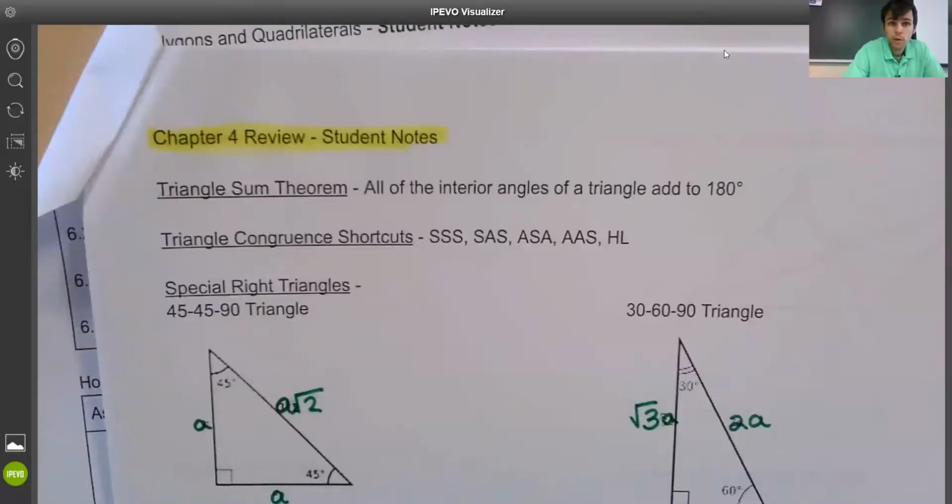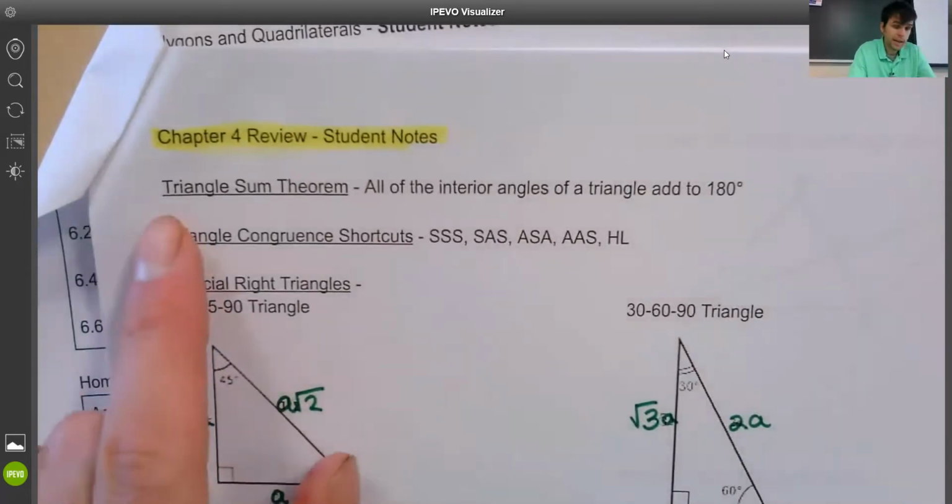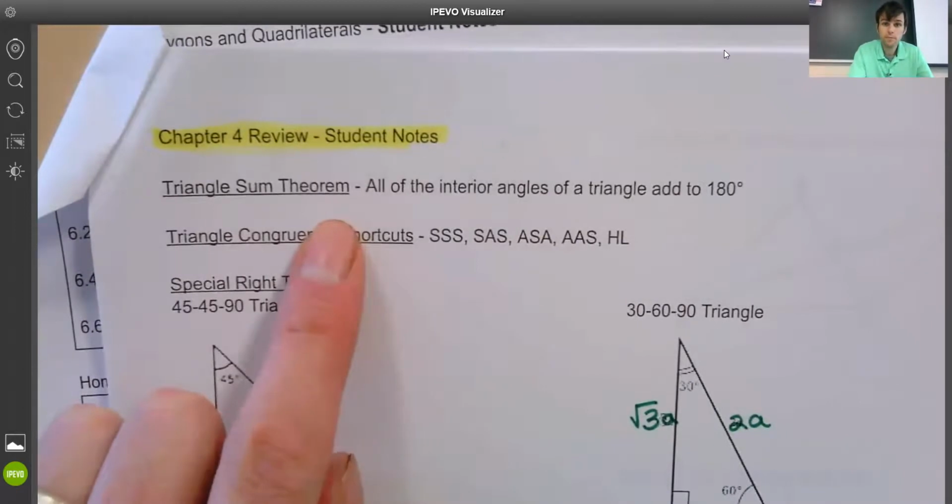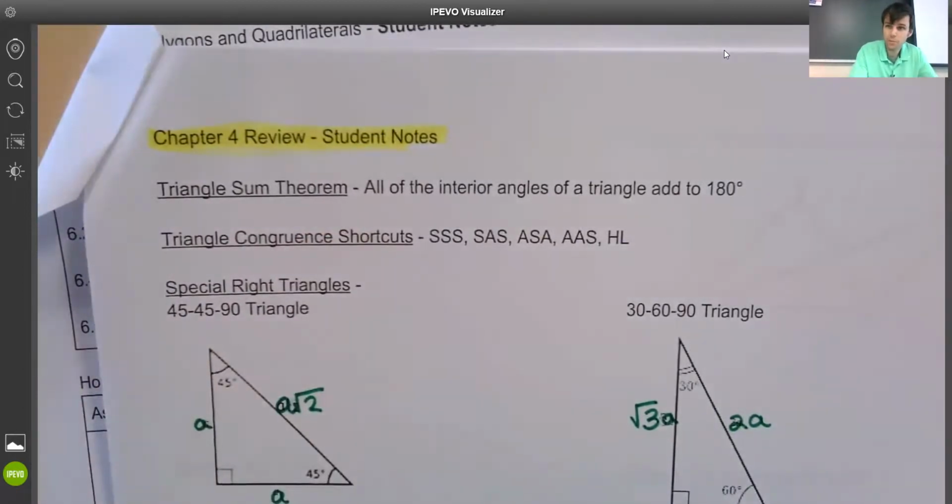All right, so we're going to be starting the semester off by reviewing some of the important concepts in chapter 4. So I have a list of a couple things here, including one that's going to be a little bit new to us, but we'll go over it as though it's a new topic. So we have the triangle sum theorem. That's going to be one that we use quite a bit. We're going to have triangles all over the place.